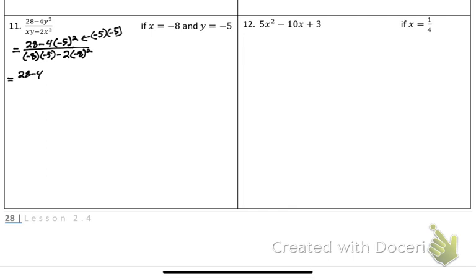You got to be smarter than your calculator. Either you got to be aware that you got to put parentheses, or you got to know a negative squared is a positive. So we have negative 4 times a positive 25, all over a negative 8 times a negative 5 minus, what happens if I have a negative 8 squared? What happens when I have a negative 8 squared?